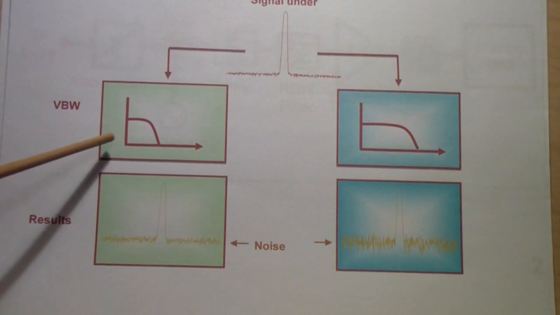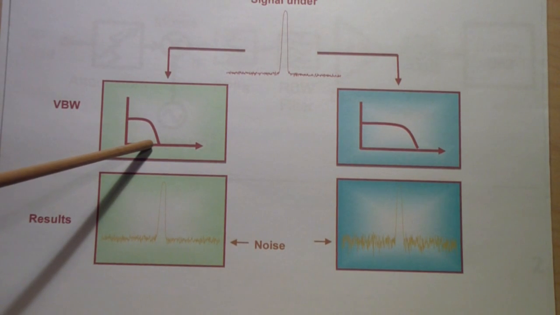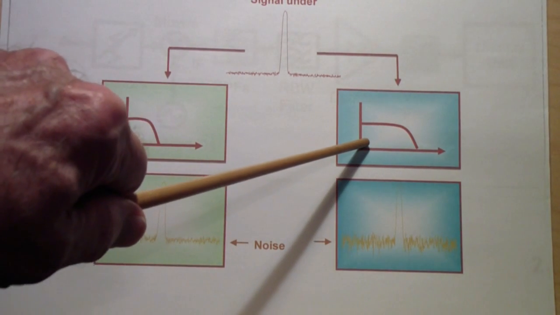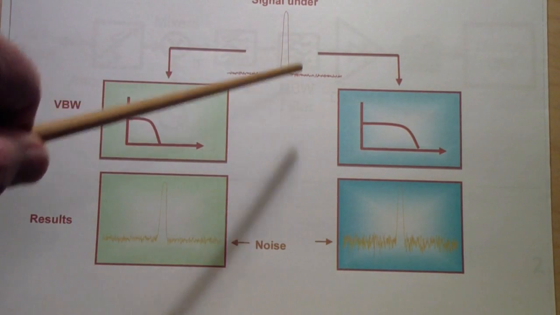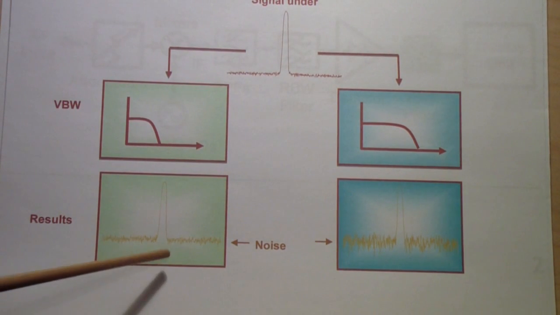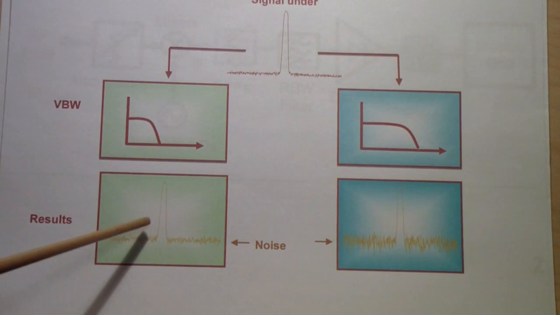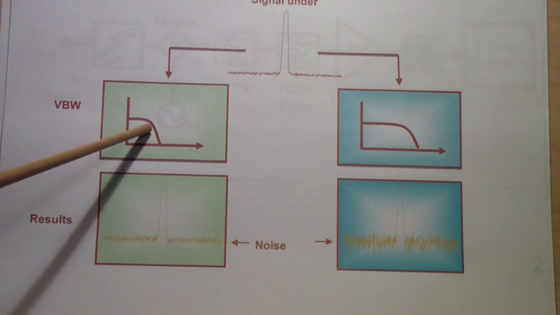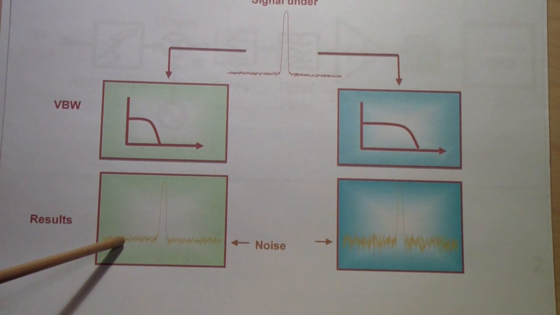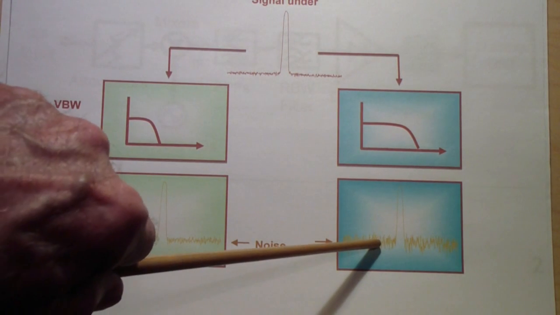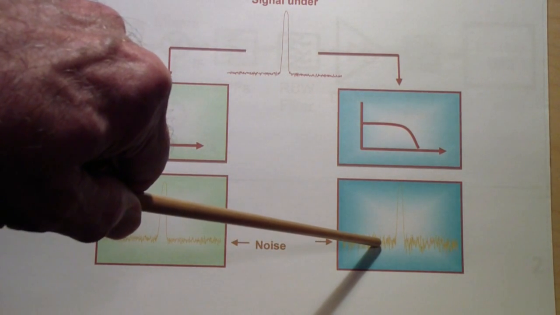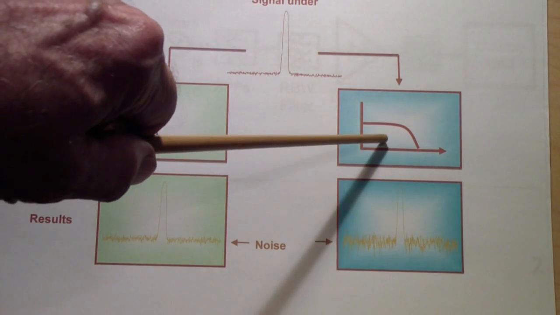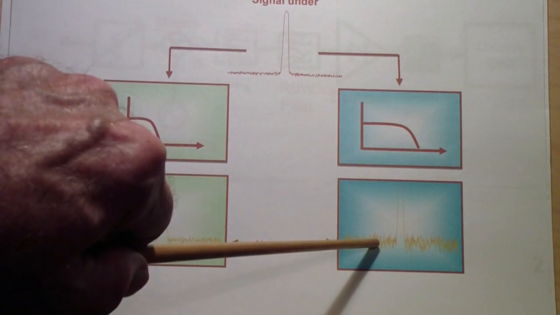Here you see a relatively narrow video bandwidth filter. Here is a relatively wide one. Once again, roughly the same signal. The result is, and I realize this may be a little bit hard to see here in this light, that with the narrow video bandwidth filter, there is less noise than you see with the wide video bandwidth filter.